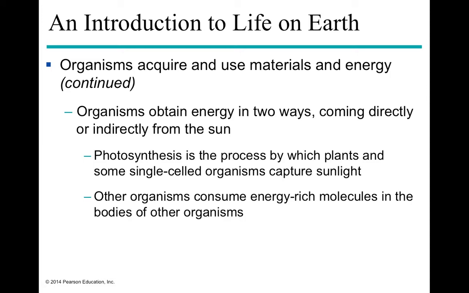And there are 2 mechanisms by which we obtain energy, but they all come either directly or indirectly from the sun. So organisms that undergo photosynthesis are going to get their energy from the sun. They're basically going to be capturing that sunlight and turning it into glucose, which is an energy carrier molecule. When glucose is broken down, it releases a lot of energy that the cells are able to use to drive the metabolism within the cell.